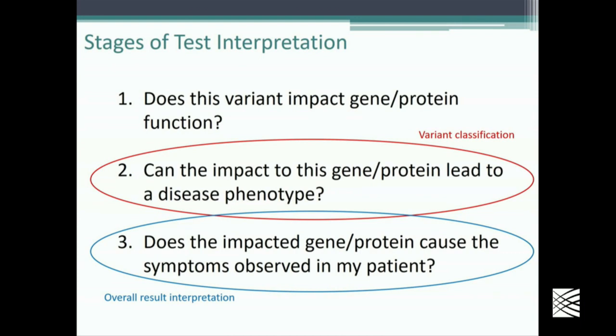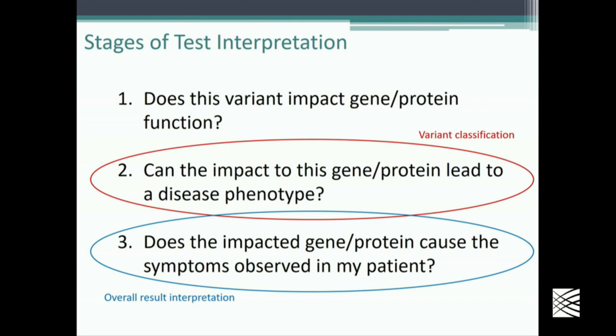One other thing that I think is really critical and a lot of people mix up is the process of variant classification versus the interpretation of cause of disease in an individual. It's 2 separate steps. So, first we ask, does this variant actually impact the gene or protein with some impact to function? But then the second question is, can that impact lead to a diseased phenotype? When we talk about pathogenicity, that's really with respect to a disease. Is this variant pathogenic for cystic fibrosis? Is it pathogenic for breast cancer?